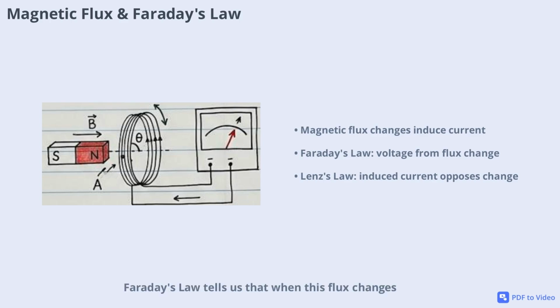Now Faraday's law tells us that when this flux changes, an electric current is induced in the coil. The faster the change, the greater the induced voltage. This is the foundation of how generators and transformers work. Lenz's law adds that the induced current always opposes the change in flux, which is why the negative sign appears in Faraday's equation. This opposition is nature's way of conserving energy.